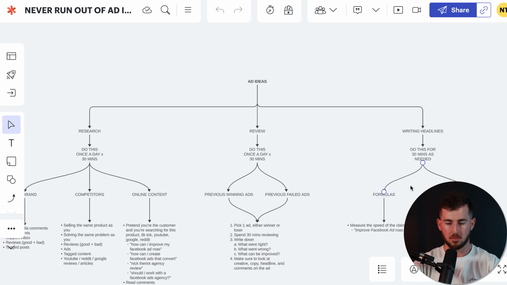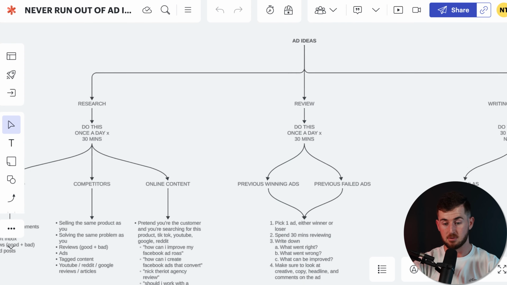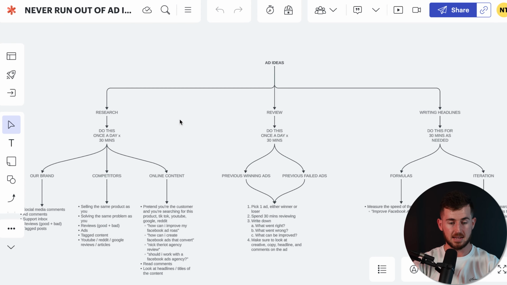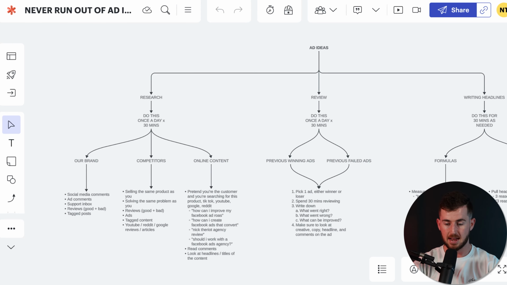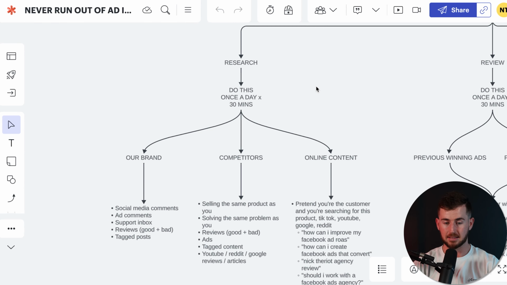And we pull from 3 different spots, and we're gonna go over all 3 key ways we do this. Number 1 is research. Number 2 is review. And number 3 is writing headlines. Now, each of these have very different use cases, and we're gonna dive into those and what those look like now. So research, this is something we do daily, once per day, 30 minutes per day.